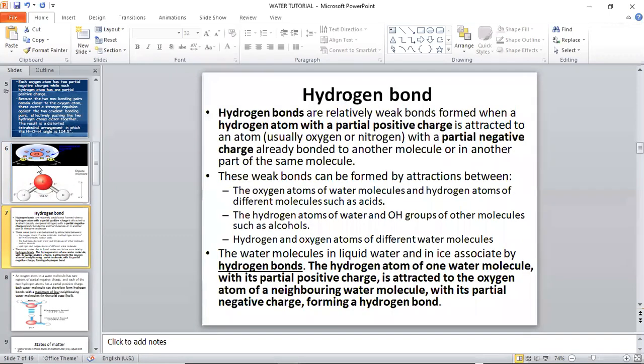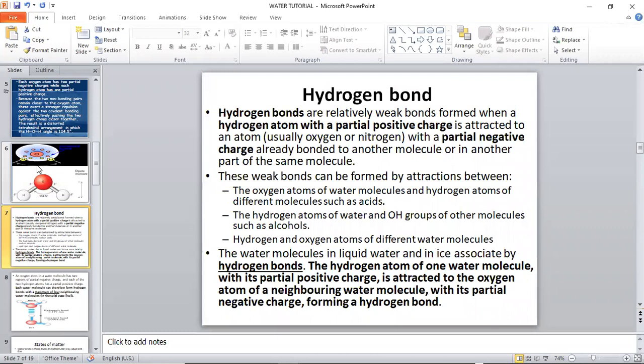And then the other important chemical property of water is its unique feature to form hydrogen bonds. So hydrogen bonds are simply relatively weak bonds formed when a hydrogen atom with a partial positive charge is attracted to another atom. Usually the atom is oxygen or nitrogen, which has a partial negative charge already, bonded to another molecule or in another part of the same molecule.